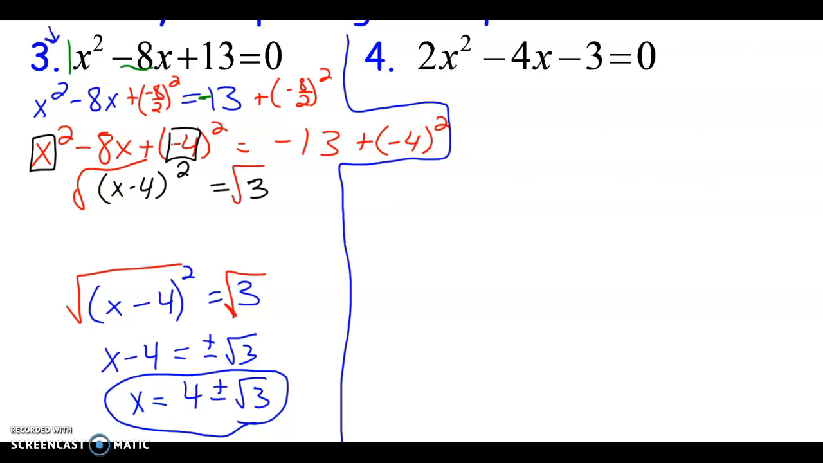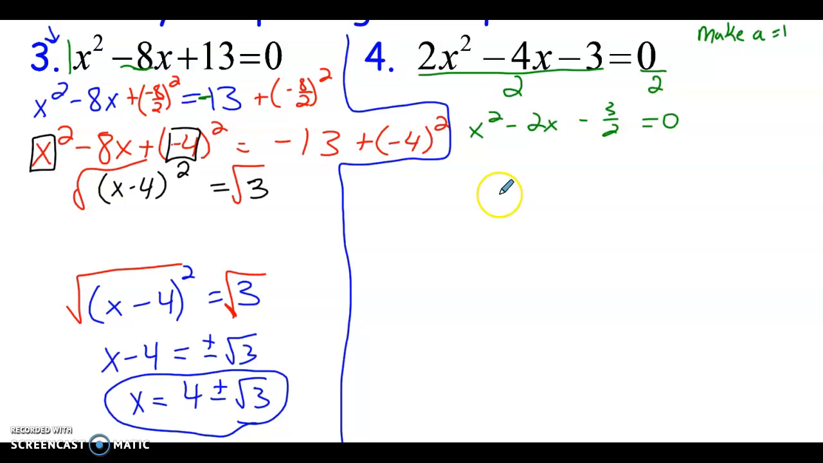All right, let's look at example 4. We're going to do this one a little bit differently. We want to make a equal to 1. So how would I make that 2 turn into a 1? What we could do is divide the entire equation by 2. So we get x squared minus 2x minus 3 over 2 equals 0. 0 divided by 2 is still 0.